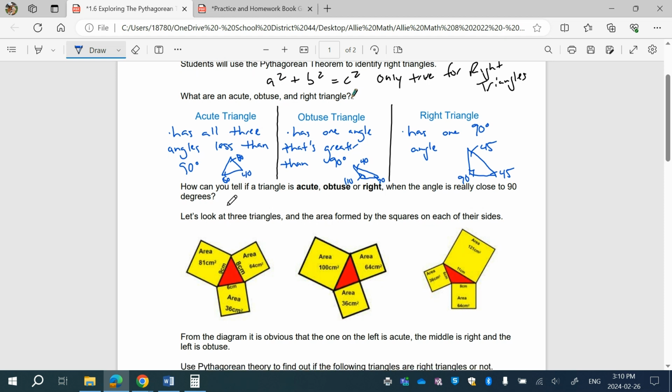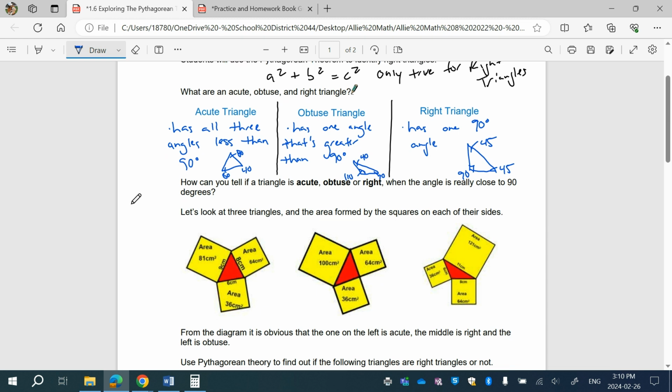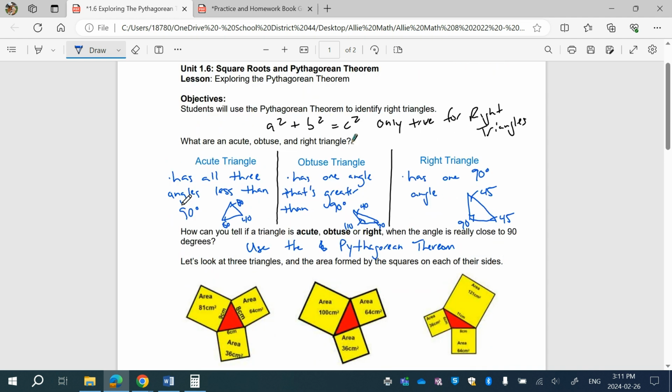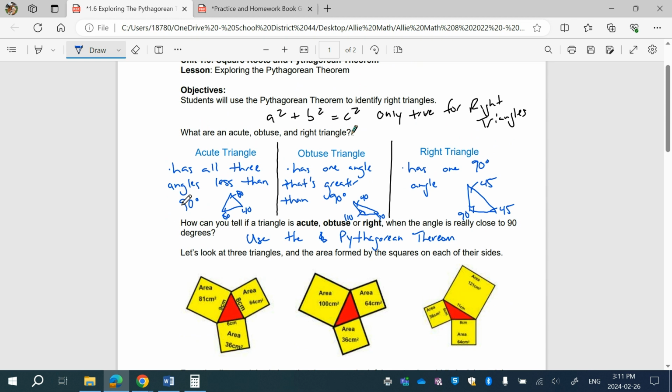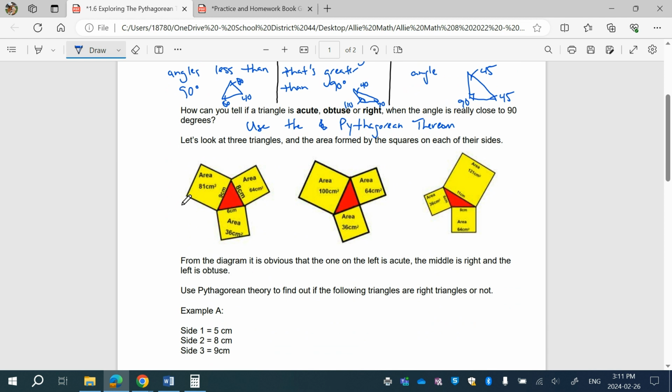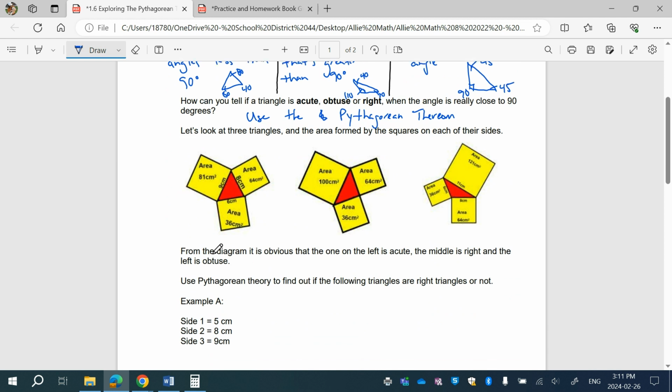So how can you tell if the triangle is acute, obtuse, or right when the angle is really close to 90 degrees? We can use the Pythagorean theorem. So let's look at three triangles and the area formed by the squares on each of their sides. From the diagram above, okay, well, let's not read that sentence just yet.